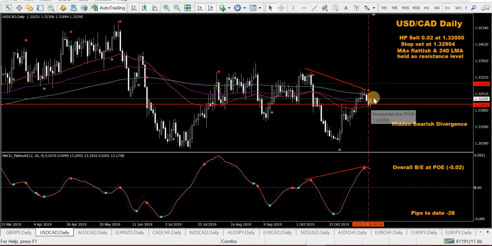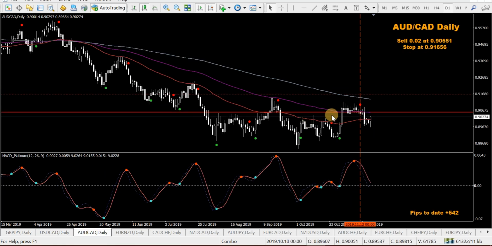So it's about there. So it's gone against me already. Red trend lines like this relate to bearish divergence. So you can see I've got hidden bearish divergence there. The MACD Platinum's gone up, higher highs on the MACD Platinum, lower highs on price. So I expect price to come up towards the 240, then I expect it to drop down. You can read my overall break even. It's at the POE, which means point of entry, and it's minus 0.02 because it's only got the one sell on there. That's USD CAD.